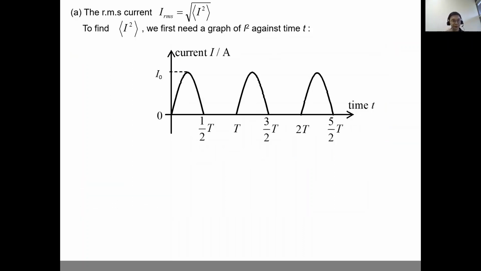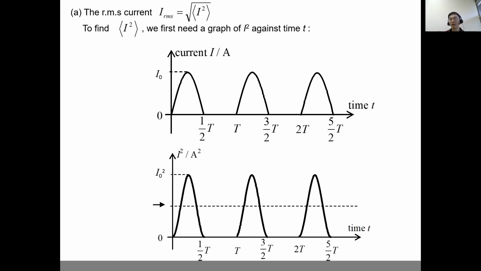So here, using the graph, if you take the square of the graph, you should get this. That means you get half. Every time the current is present, you get the I-squared graph here.